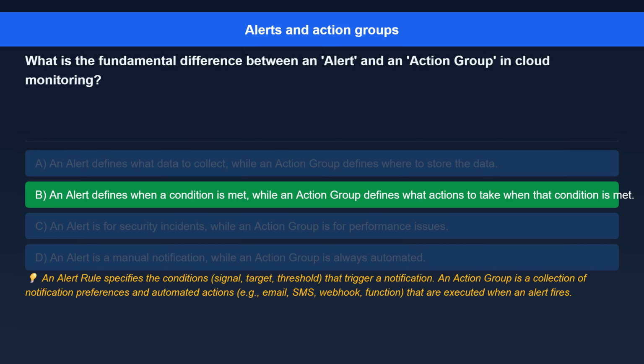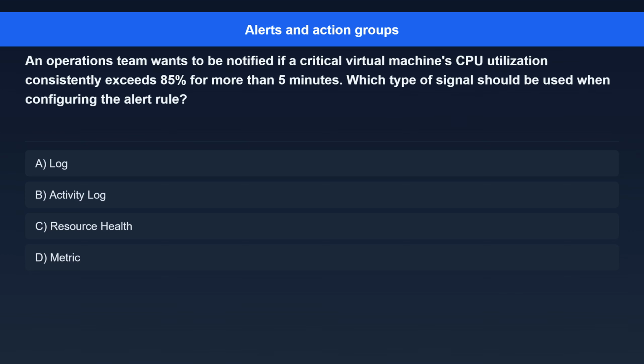The correct answer is an alert defines when a condition is met, while an action group defines what actions to take when that condition is met. Here's the explanation. An alert rule specifies the conditions, signal, target, threshold, that trigger a notification. An action group is a collection of notification preferences and automated actions, e.g., email, SMS, webhook, function, that are executed when an alert fires.